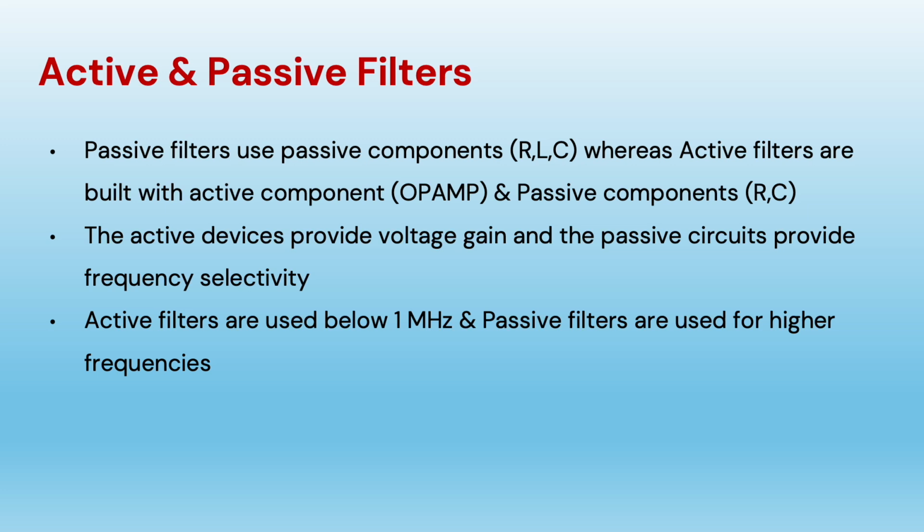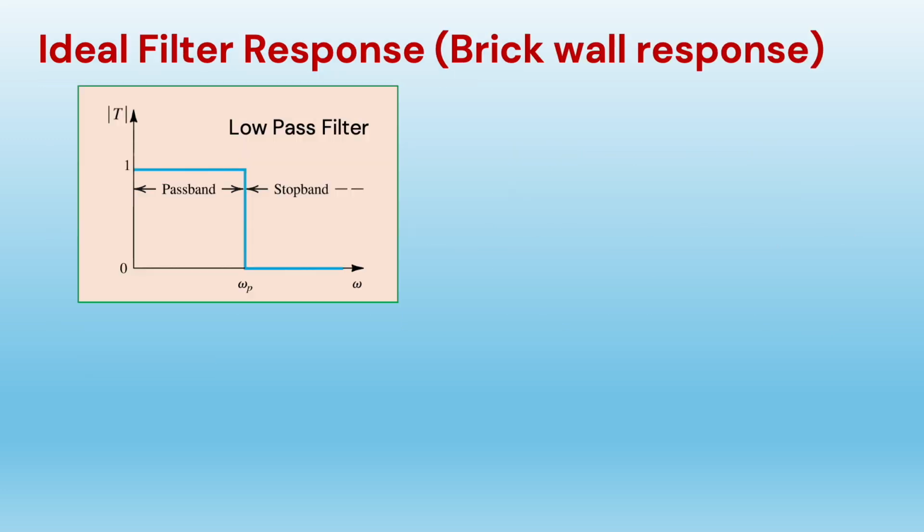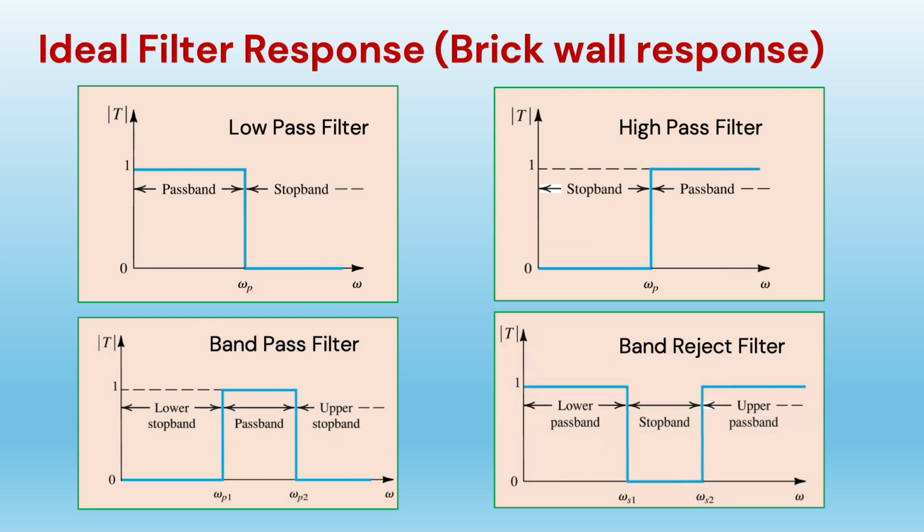The active filters are normally used below 1 MHz and passive filters are used for high frequencies. Active filters are easy to tune compared to passive filters. This gives the ideal response for the four filters. We have low pass filters which pass low frequencies and attenuate high frequencies. High pass filter attenuates low frequencies and passes high frequencies. Band pass filter passes a specific band of frequencies, and band reject filter rejects or blocks a specific band of frequencies. So we have pass band and stop band. The frequencies in the pass band are passed through, and frequencies in the stop band are stopped, blocked or attenuated by the given filter.